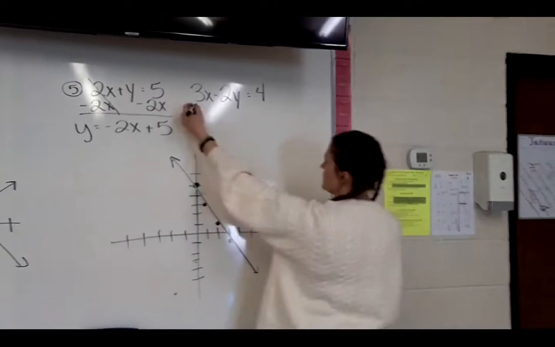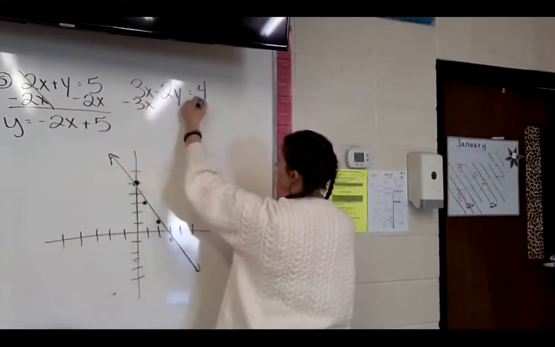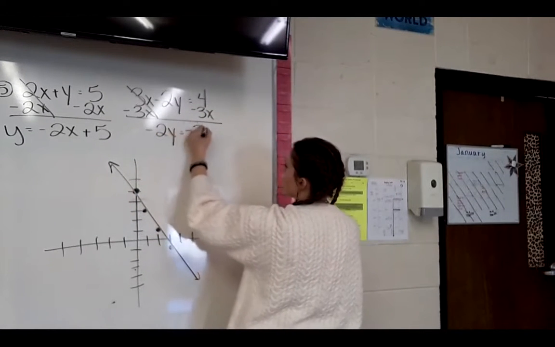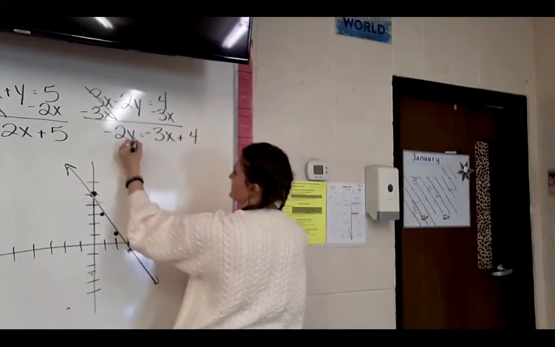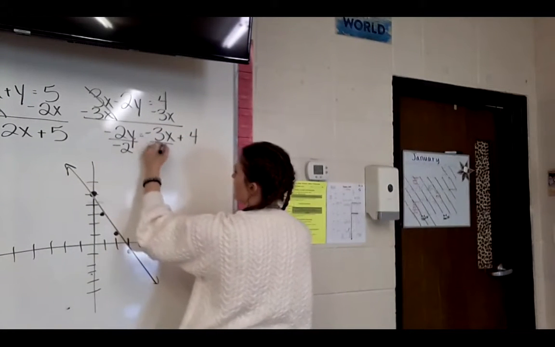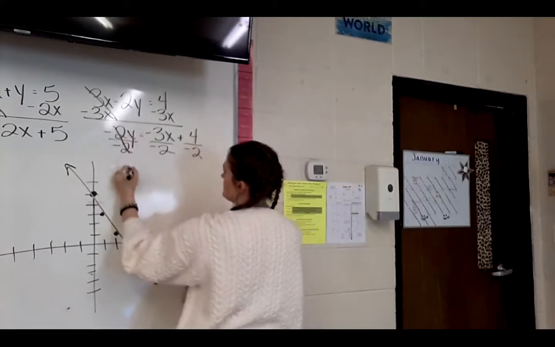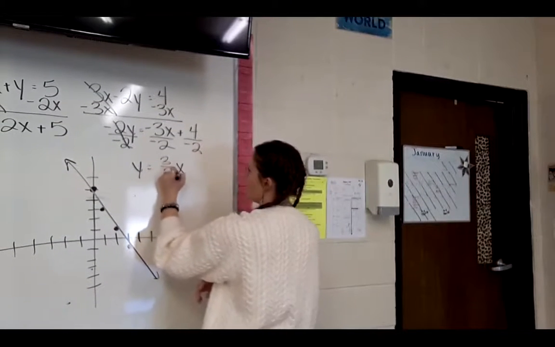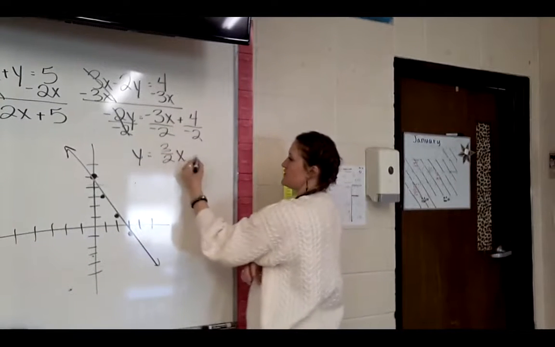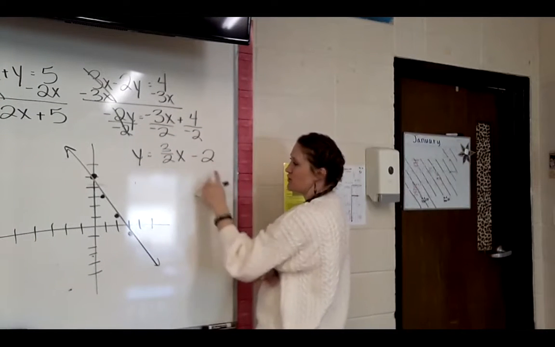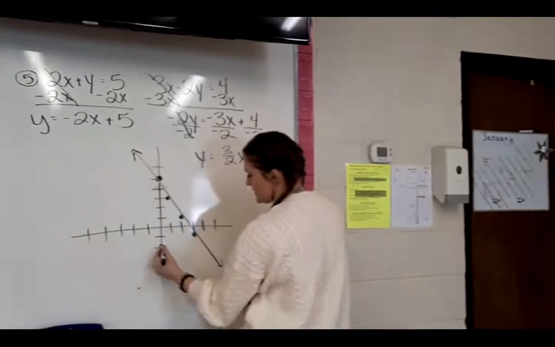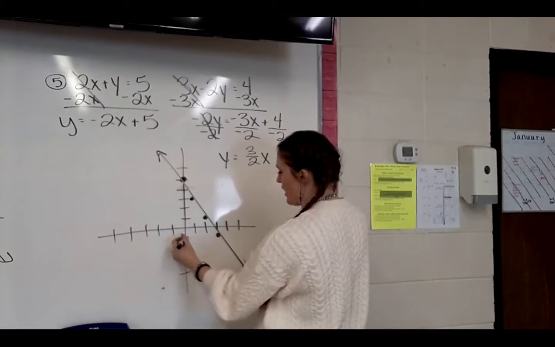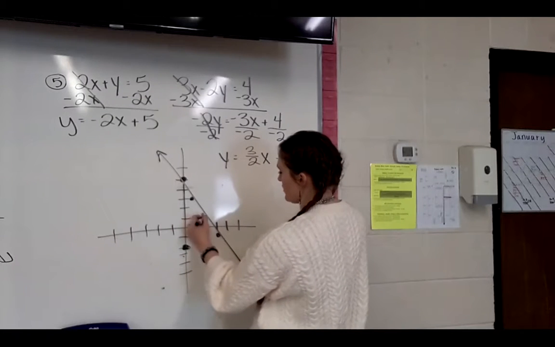Okay, the other one, I'm going to subtract 3x. And then I have to divide everything by -2. Negative into negative is positive, so I'm going to leave that 3 over 2x. Positive 4 divided by -2 is -2, so -2. So I go to -2 on the y-axis. There's my y-intercept. My slope is positive 3 over 2, so that means I go up 3 over 2.